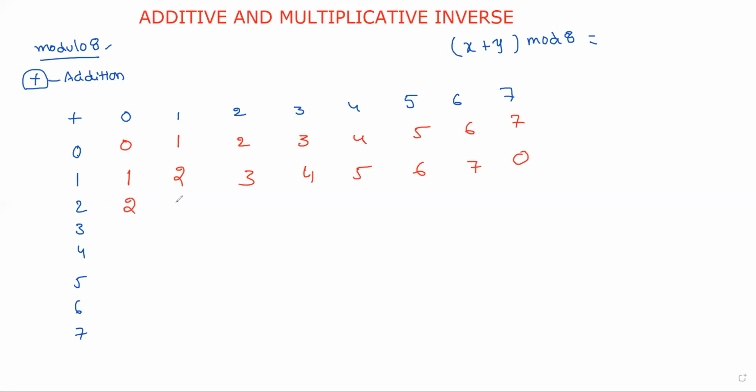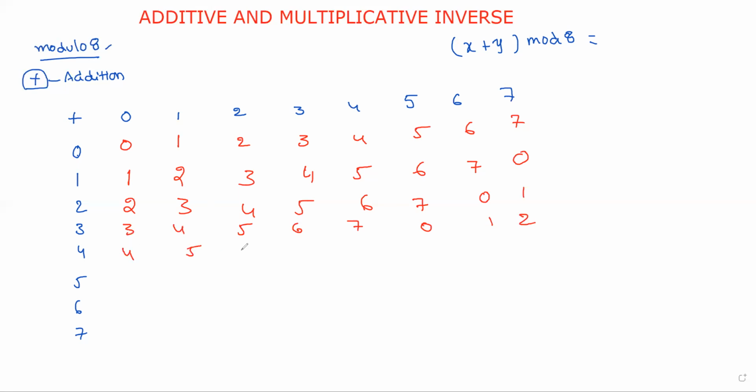So for 2: 2, 3, 4, 5, 6, 7. So 2 plus 6 is 8, and 8 in the sense 0. 2 plus 7 is 9, and 9 mod 8 is 1. Now for 3: 3, 4, 5, 6, 7, 0, 1, 2. That is the simple procedure.